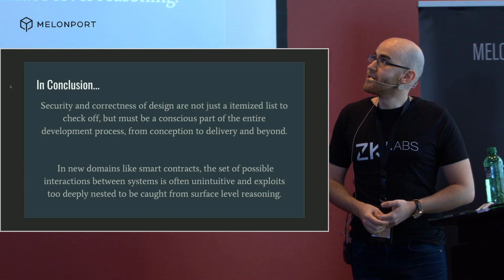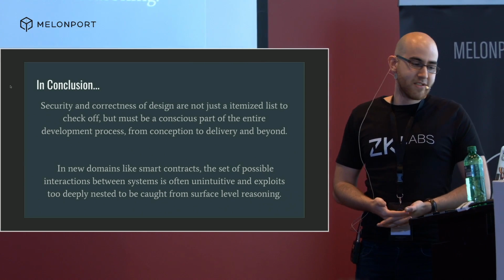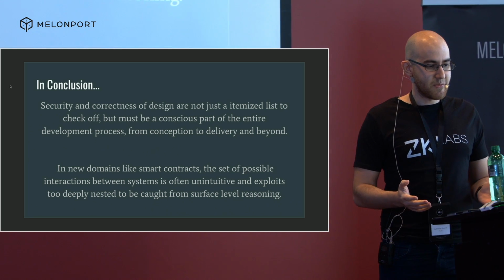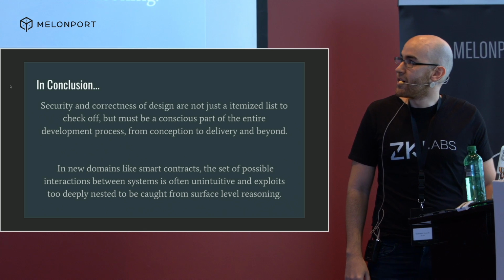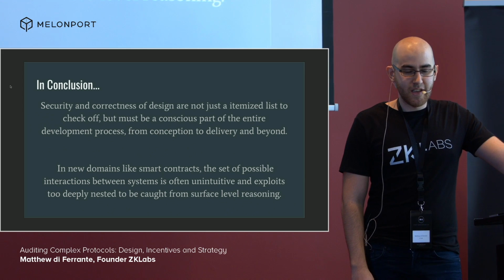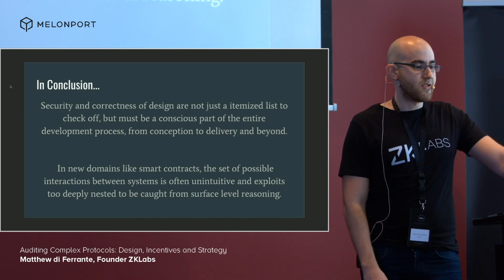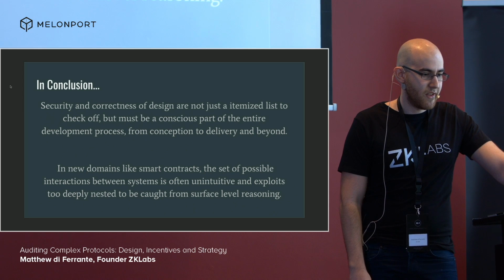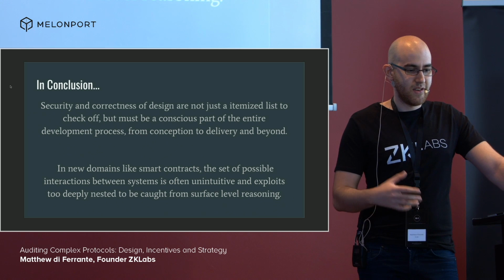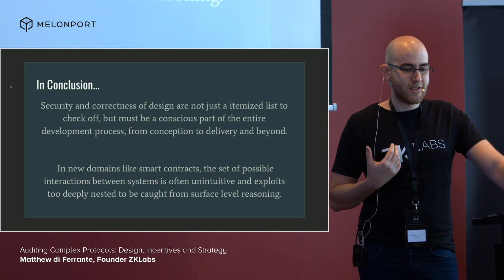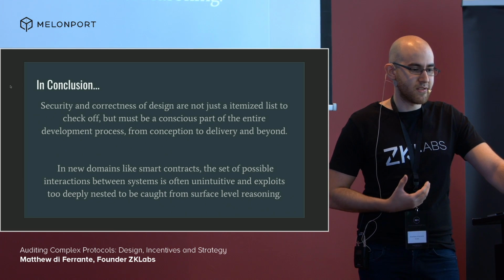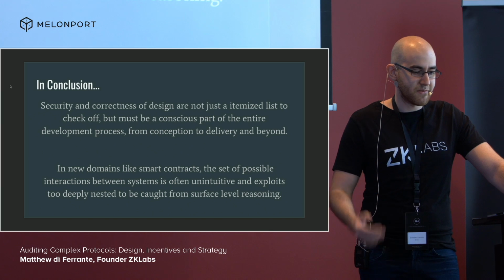So, in conclusion, security and correctness of a design are not just itemized lists to check off, but have to be a conspicuous part of the entire development process, from conception to delivery and beyond. And in new domains like smart contracts, the set of possible interactions between systems is unintuitive. If you really think that you understand smart contracts entirely, you don't really understand smart contracts. So exploits can be too deeply nested to be caught from surface level reasoning. It's a domain that enables sets of interactions that just do not exist otherwise, just because of the autonomous nature of these agents or assets or events or whatever.